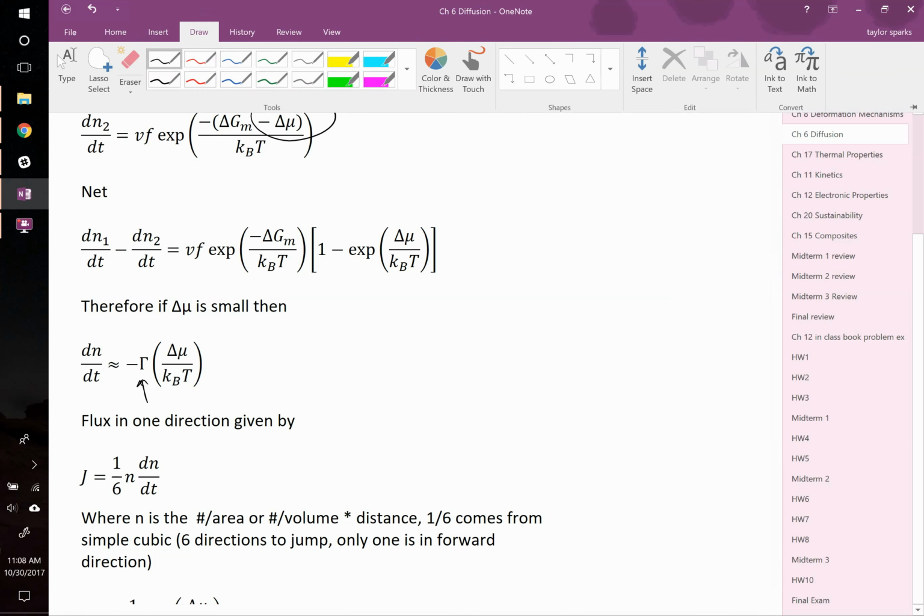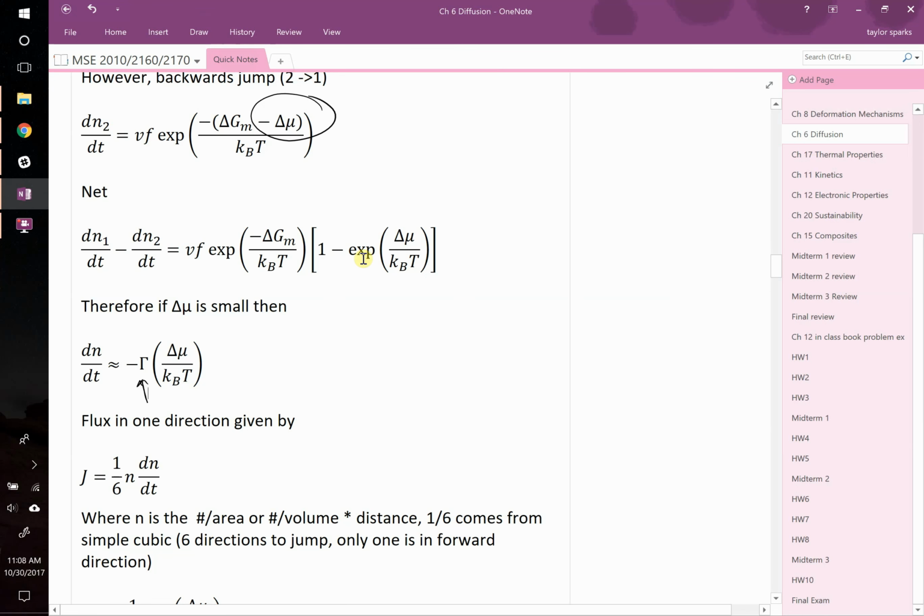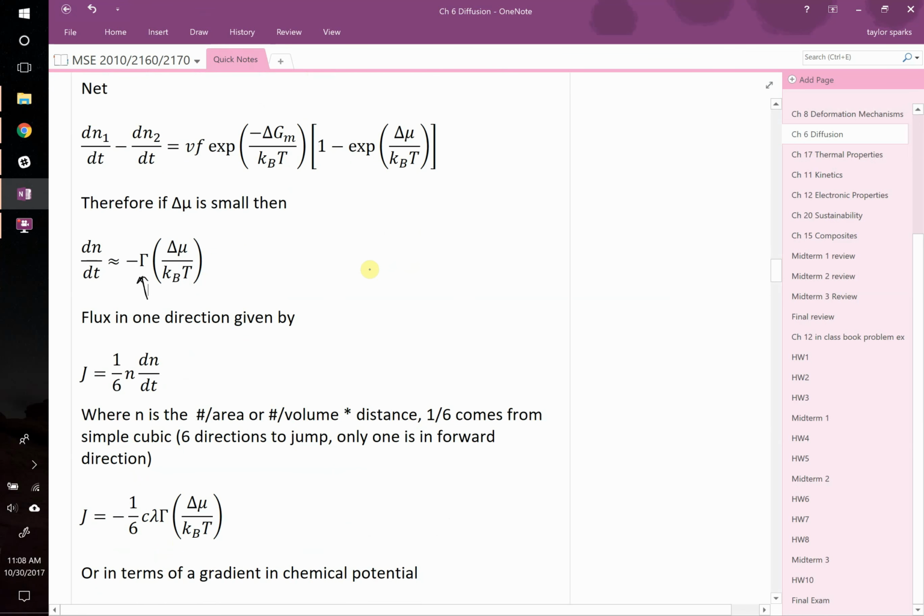Let's change color. So let's now talk about flux. Again, flux was the number of something per unit area per time. That is a flux. So flux for us, we need to take into account 1/6 times n dn/dt. 1/6 comes from a cubic orientation. We're assuming a cubic orientation for a moment, right?